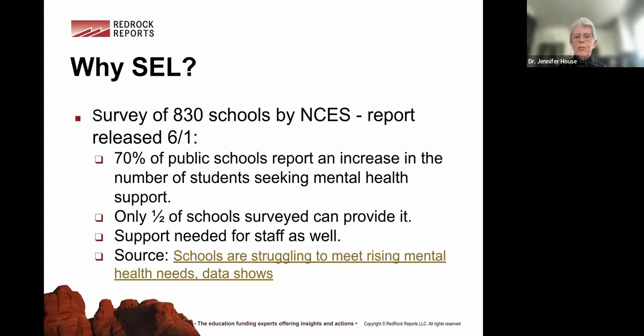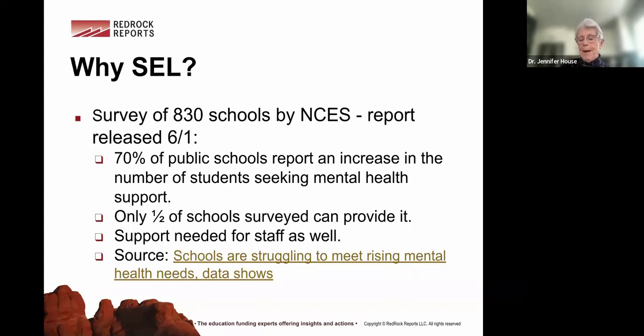And I know you all know this, but recently a report was released: 70% of public schools report an increase in the number of students seeking mental health support. I think it's even going up, but that's a pretty high percentage. And only half of schools surveyed can provide it. What we worry about is, where are you going to get this help? Support is needed for the staff as well.